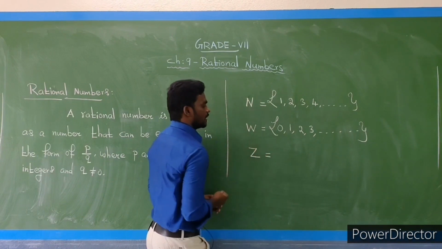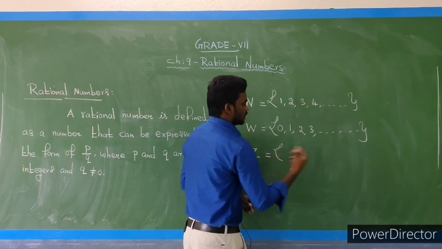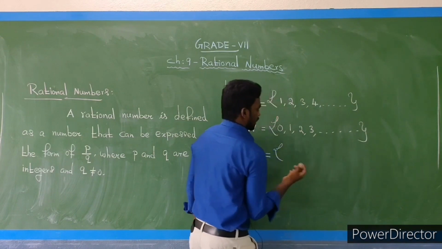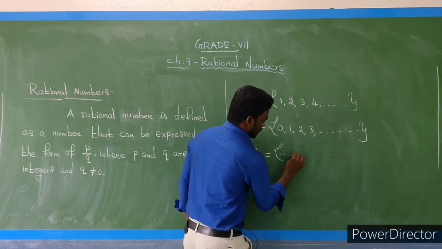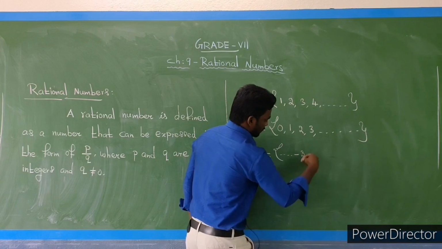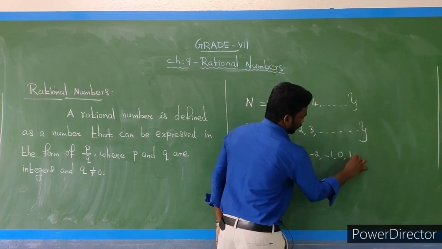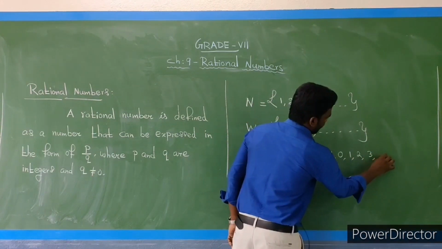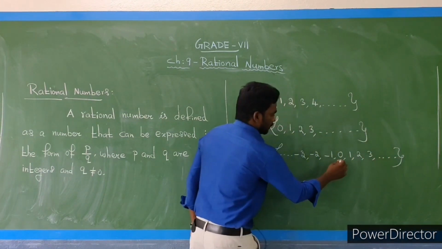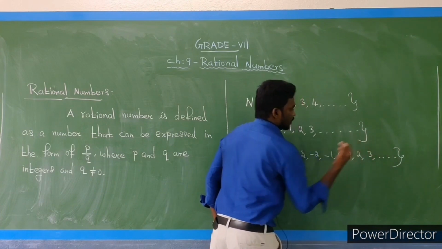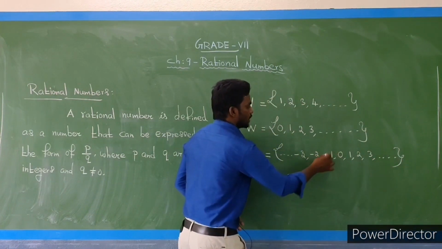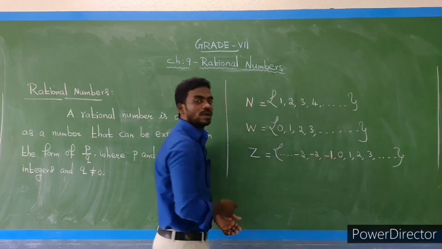The next one is integers. Integers are denoted by the symbol Z. What are integers? All the whole numbers together with negative numbers. The numbers -3, -2, -1, 0, 1, 2, 3, and so on. The numbers starting from 0, 1, 2, 3 are called whole numbers. The whole numbers together with the negative numbers are called integers.